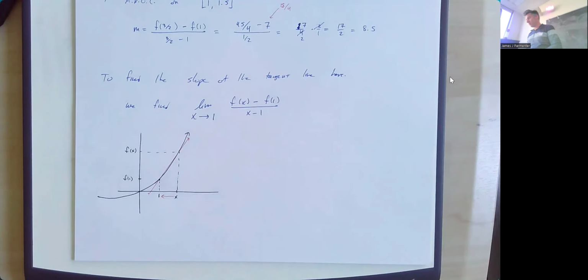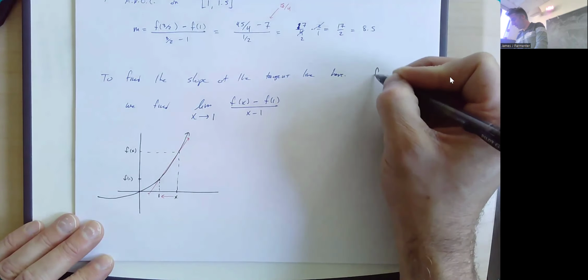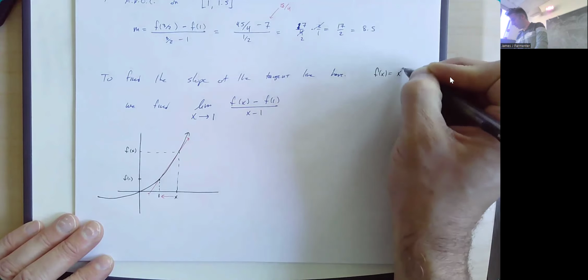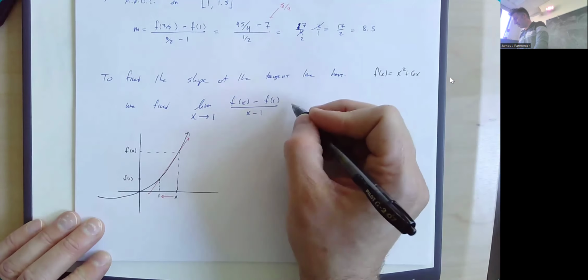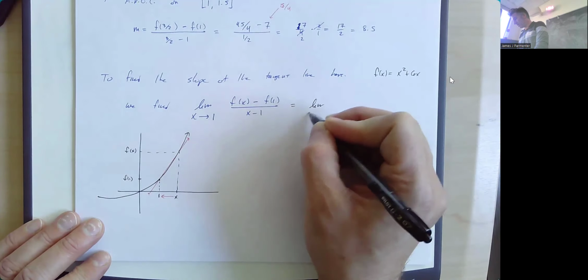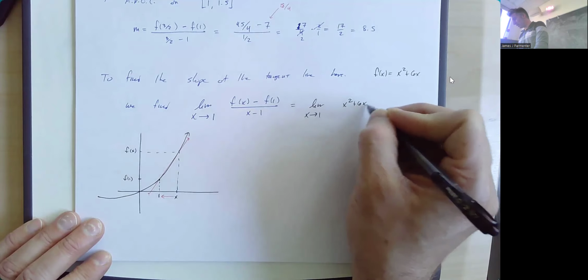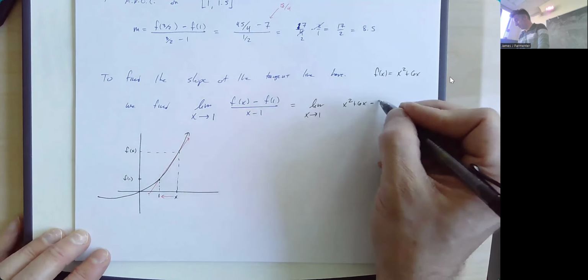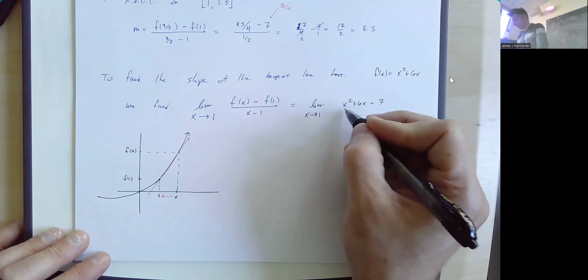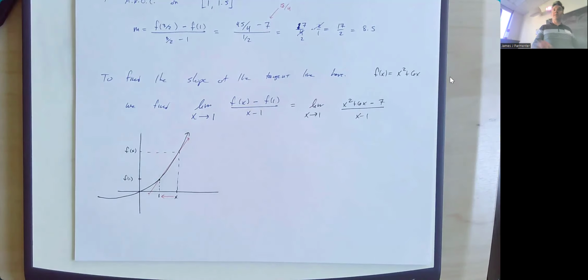So let's do it. Reminding you all that the function we're looking at is f of x equal to x squared plus 6x. We're going to find the limit as x approaches 1 of x squared plus 6x minus f of 1, which for the 4th time is still 7, over x minus 1. And now if we plug in 1, we know what's going to happen. We're going to get 0 over 0.